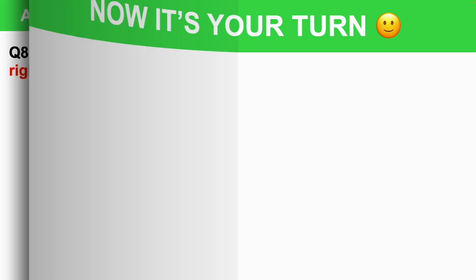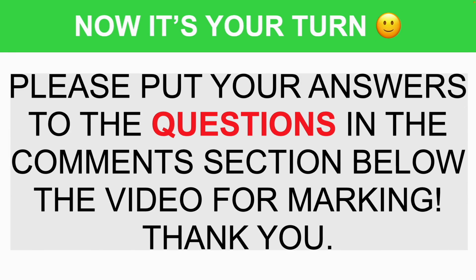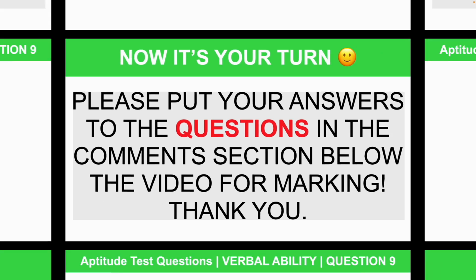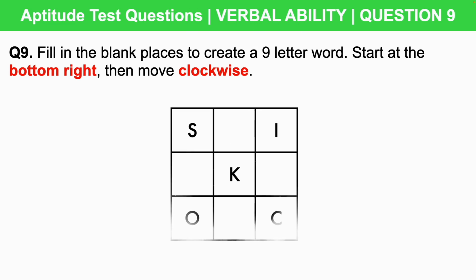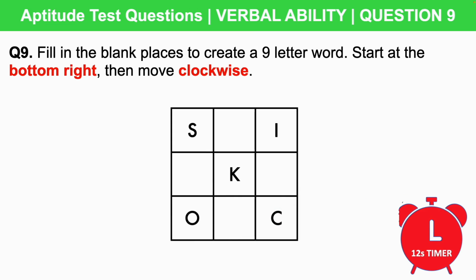Now it is your turn. Please put your answers to the questions in the comment section below, where I will mark them and get back to you with any feedback that you need. Here we go. Question 9. Fill in the blank places to create a 9-letter word. Start at the bottom right and then move clockwise. So we're in the bottom right this time. Here's the grid. You have 12 seconds on the timer, starting now.